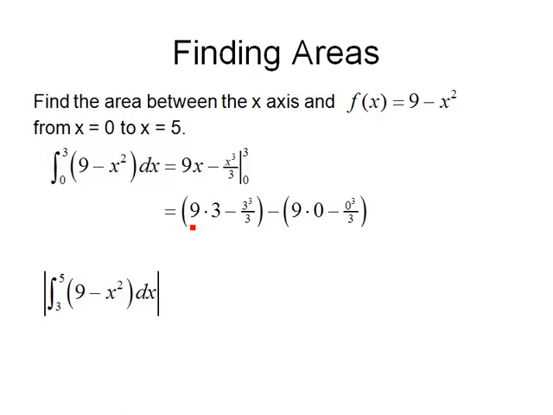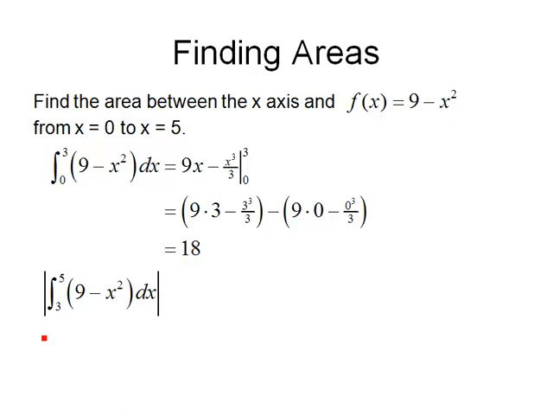So when I plug in 3, I get 9 times 3 minus 3 cubed over 3. When I put in 0, I get 9 times 0 minus 0 cubed over 3. And notice that whole second part in parentheses there is just 0. So if I simplify the first set of parentheses, that gives me 18. So that first area that we looked at before is simply equal to 18.